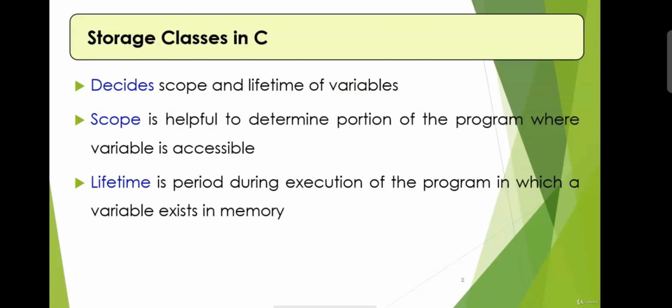Lifetime is the period during the execution of the program in which the variable exists in memory. We know that whenever we declare a variable, certain memory is allocated for that variable. That memory remains allocated for a certain time period, and that time period is decided by the lifetime of the variable. There are 4 different types of storage classes in C, namely auto, register, static, and extern. Let's discuss these storage classes one by one in detail.